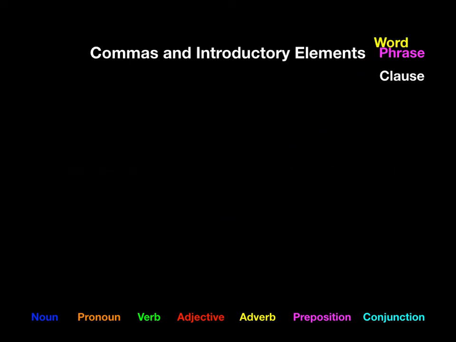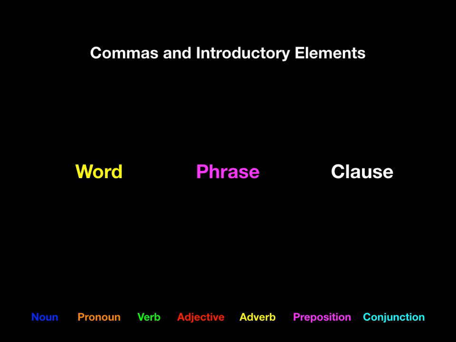Within this lecture, you have learned how to identify errors with commas and introductory elements. Introductory elements can be a single word, they can be a phrase, or they can be a clause. Identifying these different introductory elements will help us identify one place where we need commas. In subsequent lectures, we will look over other comma errors that often occur within student writing.